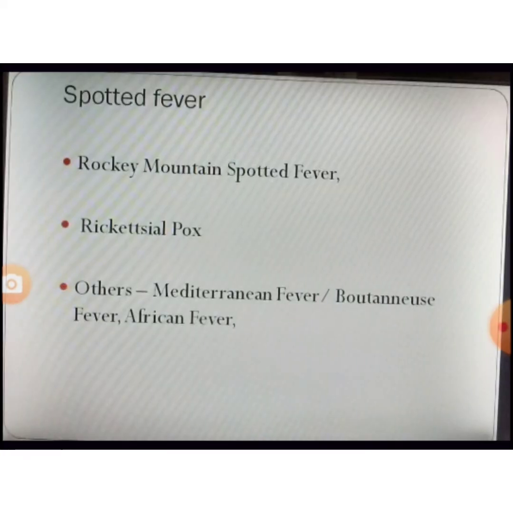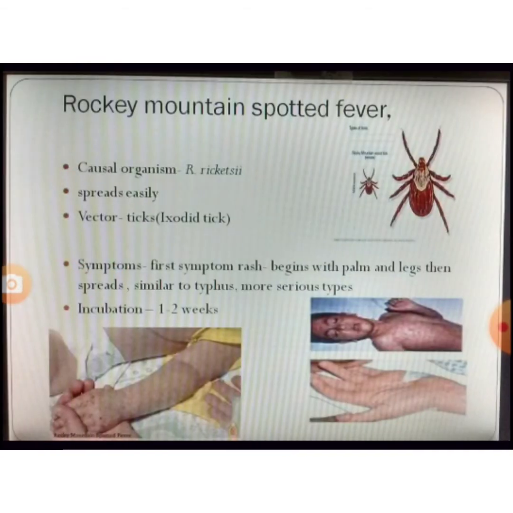Coming to the next group, that is the spotted fever. Typhus is over. Spotted fever can be classified into three: Rocky Mountain spotted fever, Rickettsial pox and Mediterranean spotted fever. First under the spotted fever is the Rocky Mountain spotted fever.